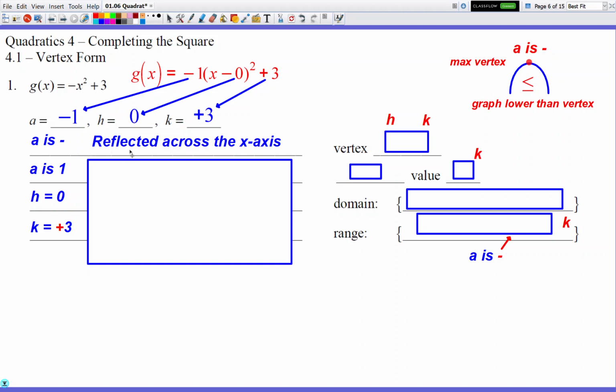So what did I say my 2 options for this line were? You're either going to say reflected across the x-axis, or you're going to say not reflected across the x-axis. The only difference between those 2 sentences is that one has the word not and the other doesn't. Look at what this one says. A is negative, and guess what's missing? The word not is missing. If I had A as positive, I would put the word not in this sentence.